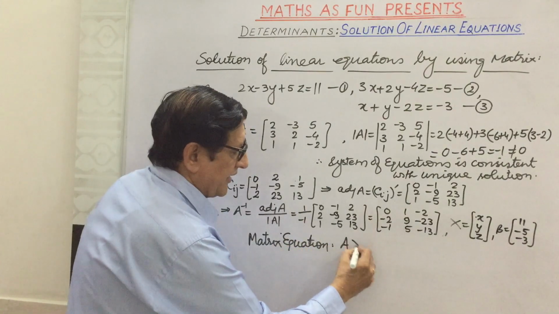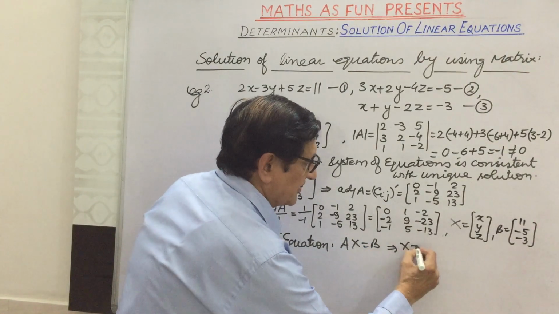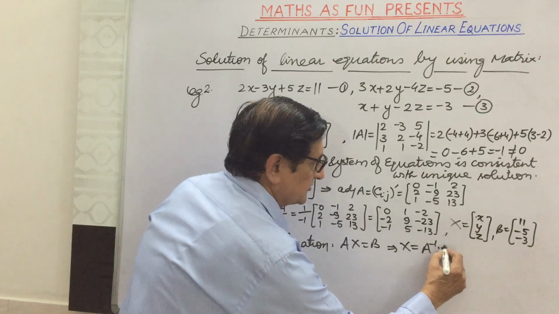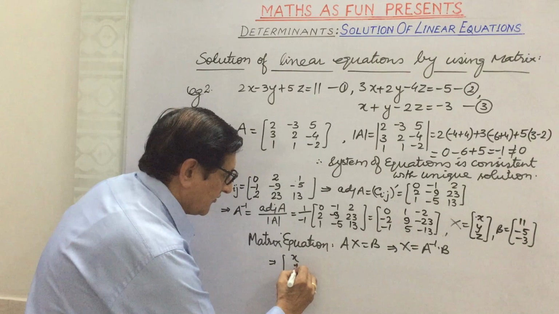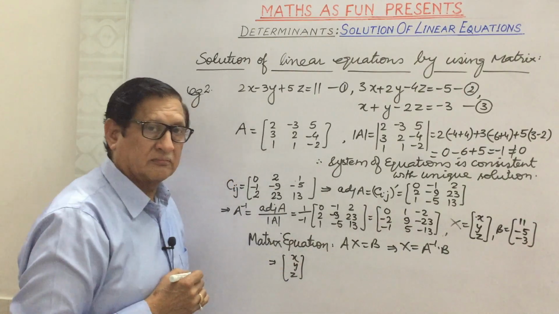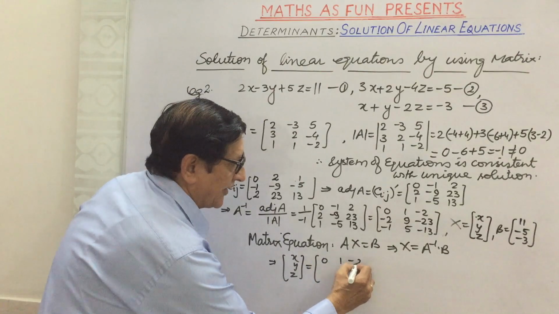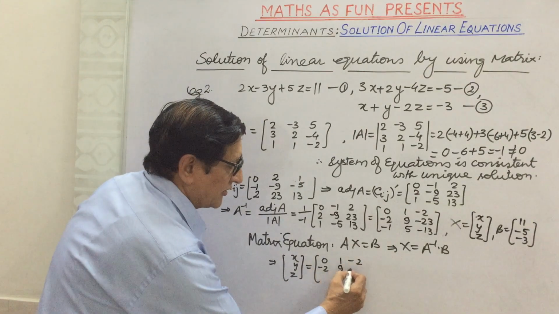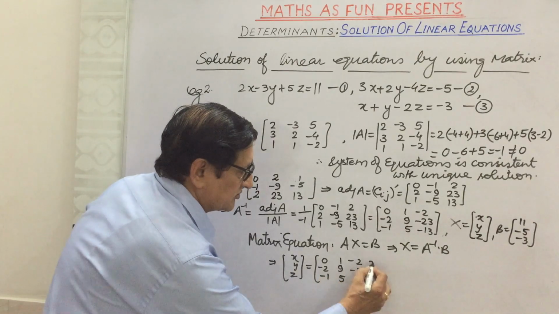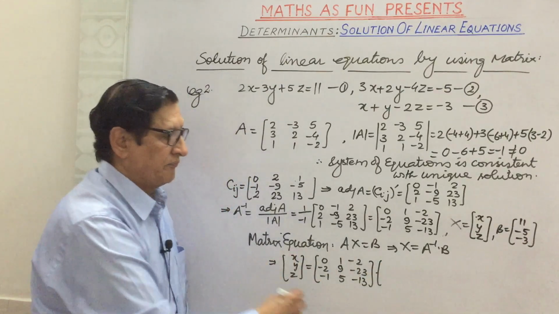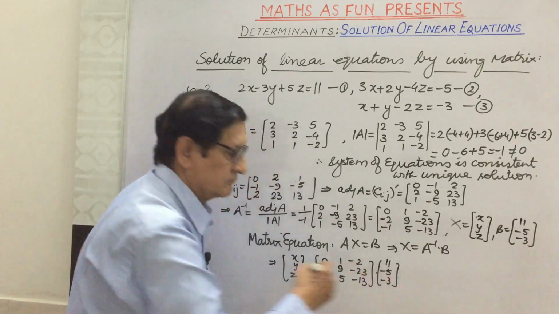That is AX is equal to B, which implies that X is equal to A inverse into B. X is X, Y, Z. A inverse is 0, 1, minus 2, minus 2, 9, minus 23, minus 1, 5, minus 13 into B, that is 11, minus 5, minus 3.